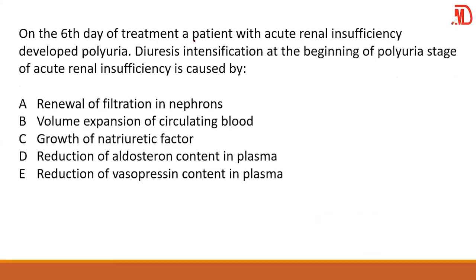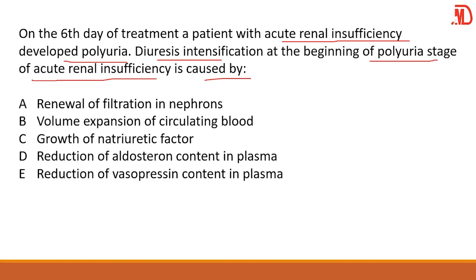On the sixth day of treatment, a patient with acute renal insufficiency develops polyuria. Again, we talk about renal insufficiency, that means kidney failure, right? So develops polyuria. That means water will keep flowing. Now, diuresis, that is urination, diuresis intensification at the beginning of the polyuria stage of acute renal insufficiency is caused by what? So when the diuresis was taking place at the beginning, what was the mechanism of action? Again, there is kidney failure. So what was the insufficiency? The nephrons were reduced. Nephrons were not what?